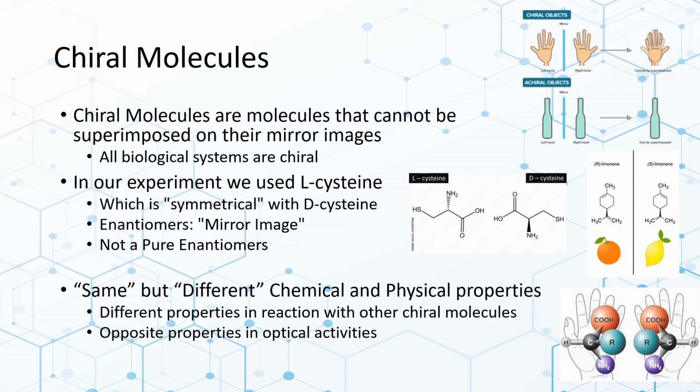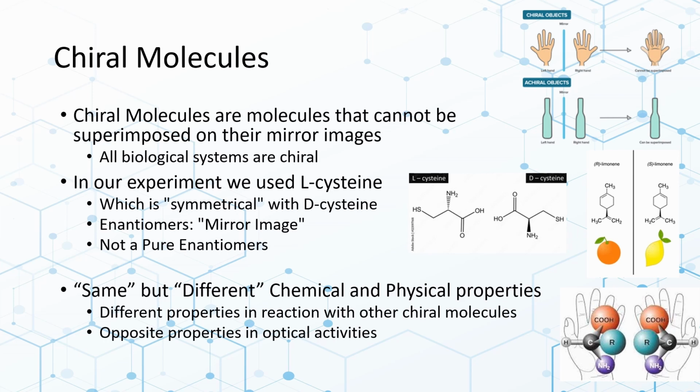In our experiment, we used L-cysteine, which is the mirror image of D-cysteine. A study published by the National Library of Medicine and National Center for Biotechnology Information relays that L-cysteine is a non-essential amino acid and thus is one of the building blocks required for the synthesis of proteins. We are using L-cysteine because it has CD plots across the visible light spectrum.